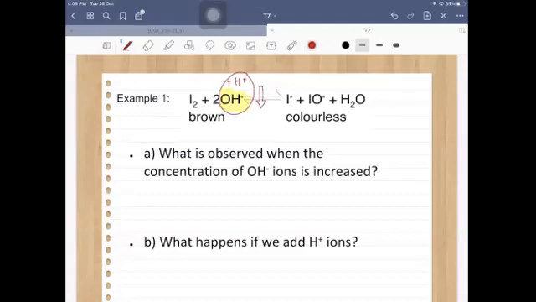And what does Le Chatelier's principle say? If my hydroxide ion is reduced, then I need to produce more hydroxide ion. And the only way to produce hydroxide ion is by favoring the reverse reaction. My products need to combine with each other to reform hydroxide ions. That's one way of seeing it.